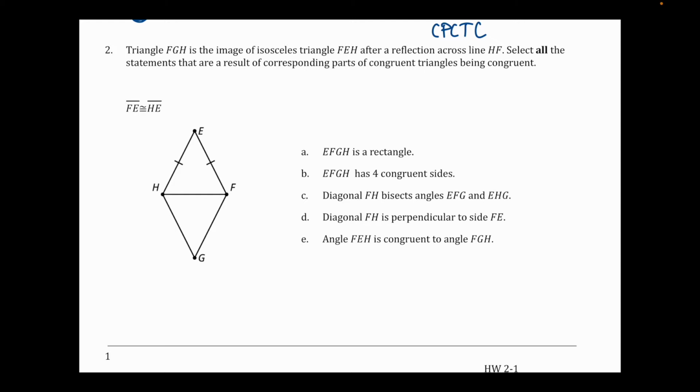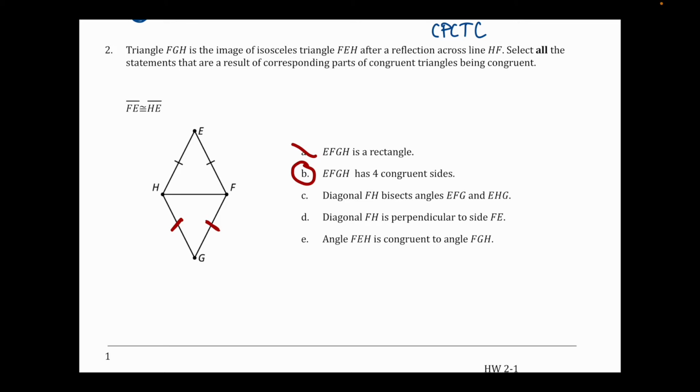shape here. So if EF is reflected across, it's going to become FG, and I know that FG should then be congruent to it. It's a corresponding part, and that also means the same as this side over here. So what else we can say, that actually gives us our first correct answer of B, which is that EFGH has 4 congruent sides. So those 4 sides are congruent.